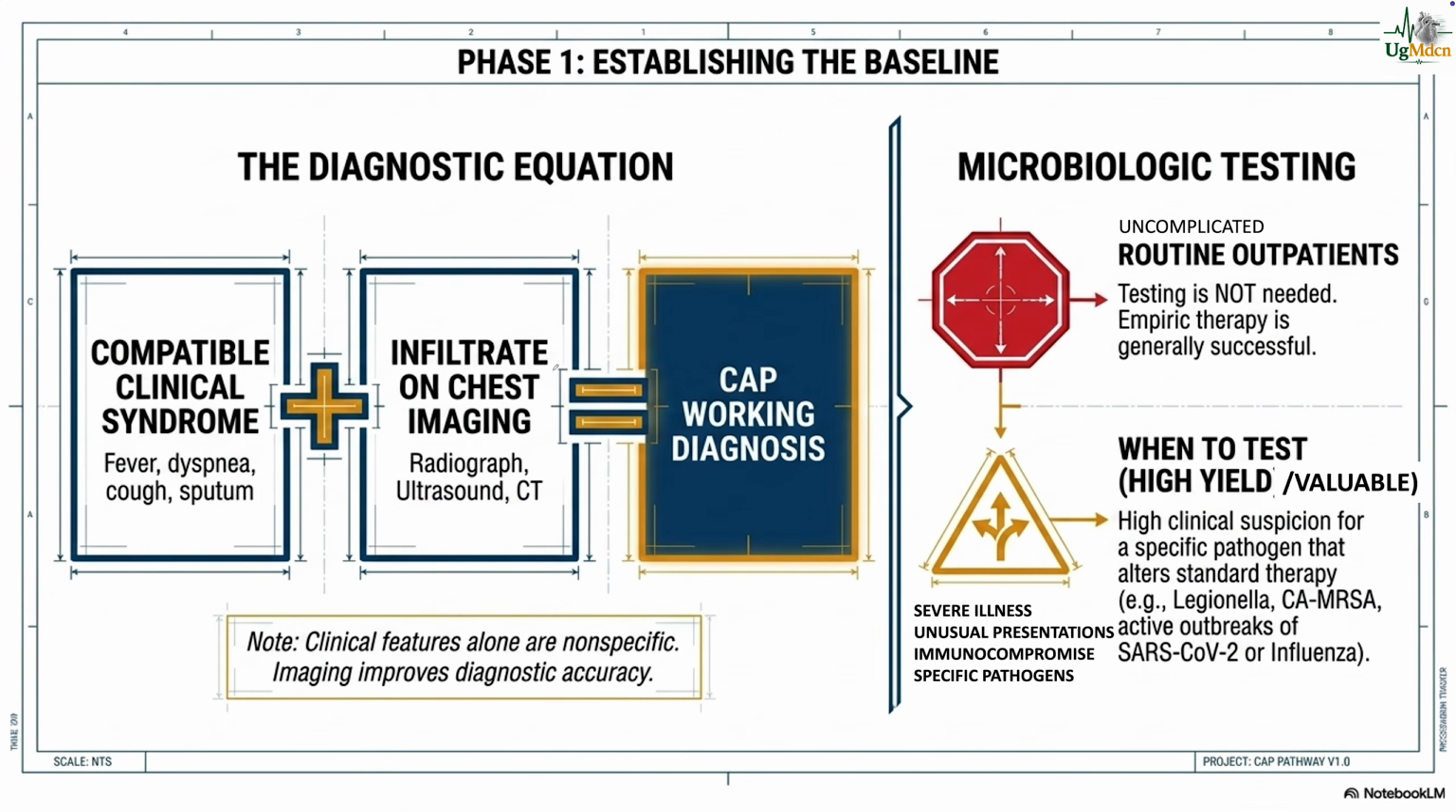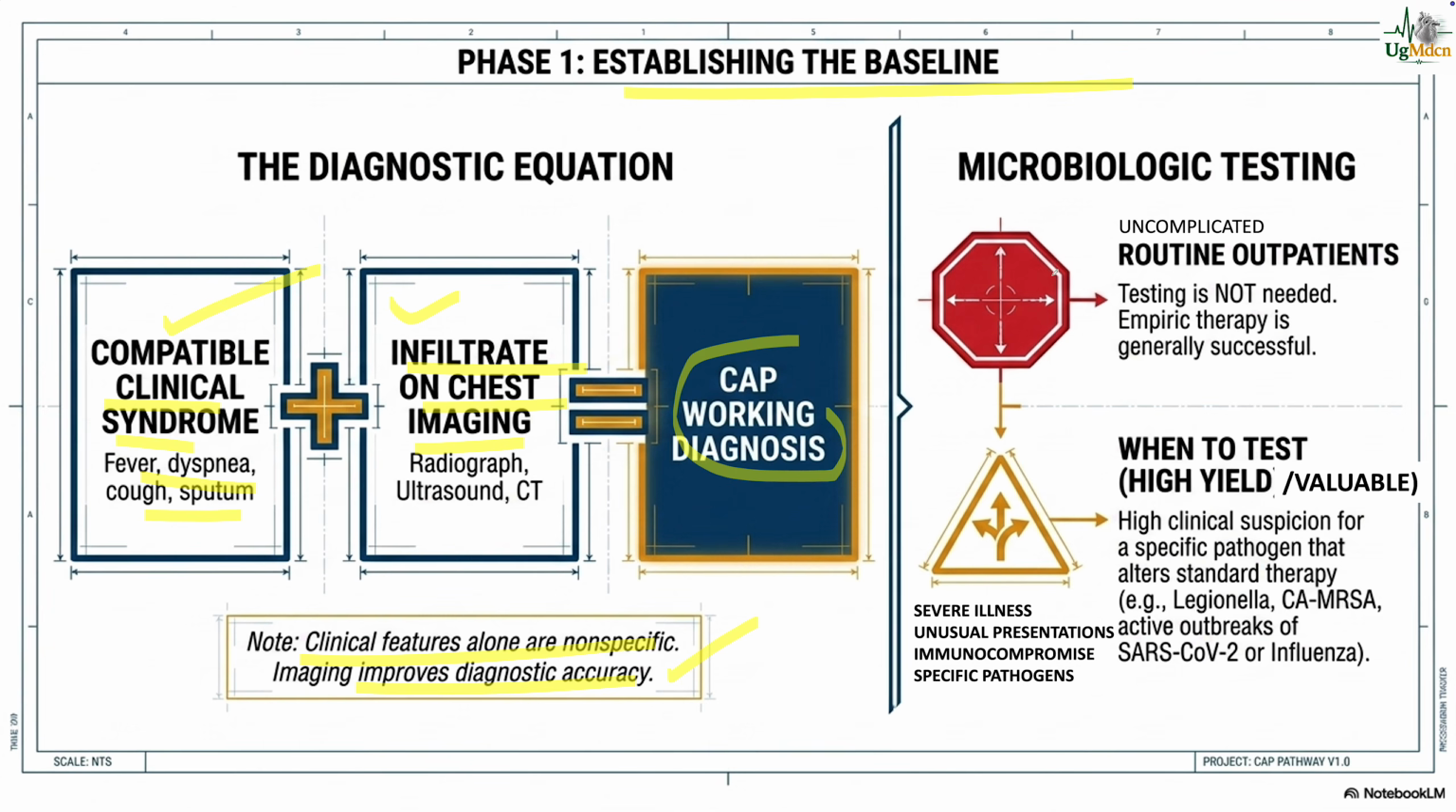Phase 1. Establishing the baseline. The diagnosis of CAP rests on two key elements. First, a compatible clinical syndrome, such as fever, cough, dyspnea, or sputum production. Second, evidence of a new pulmonary infiltrate on chest imaging. By integrating these findings, we arrive at a working diagnosis of community-acquired pneumonia. Notice that symptoms alone are nonspecific, and imaging improves accuracy.